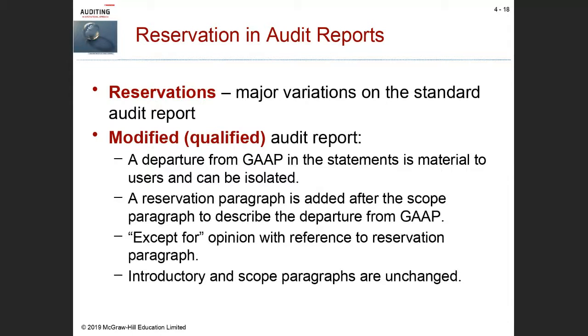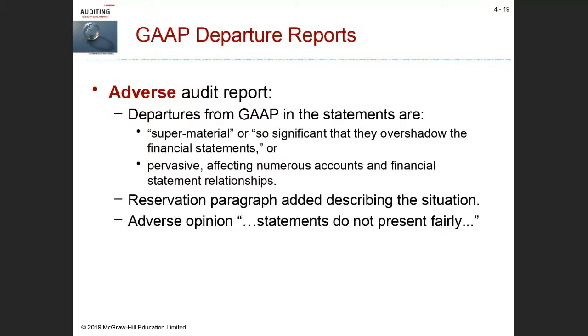It might be because of a GAAP limitation, such as the inventory not being written down, or it might be because of a scope limitation. We can't get sufficient appropriate audit evidence, for example, in connection with that customer that owes us money. In addition, we said we might have an adverse audit report, right? The adverse audit report, that was the example where there were multiple errors in the accounting. Depreciation wasn't recorded, tax provision should have been increased and it wasn't, inventory write-down wasn't recorded, right?